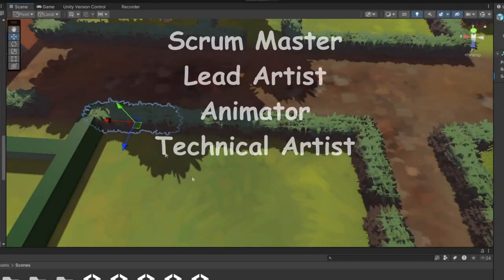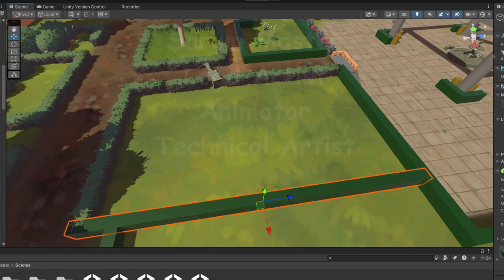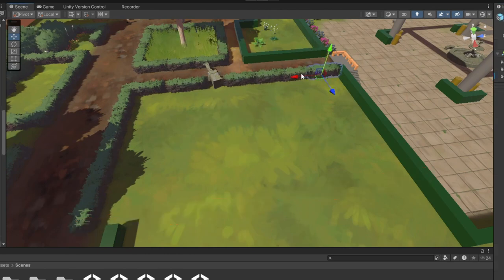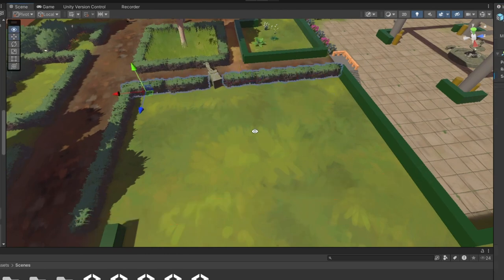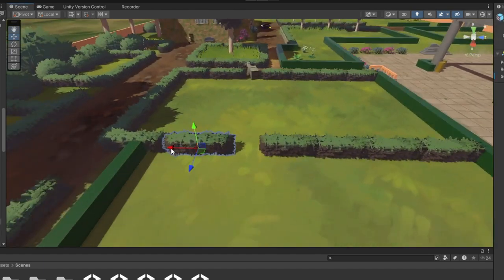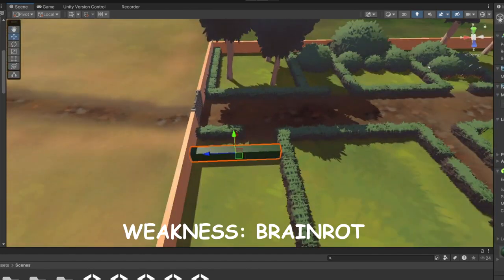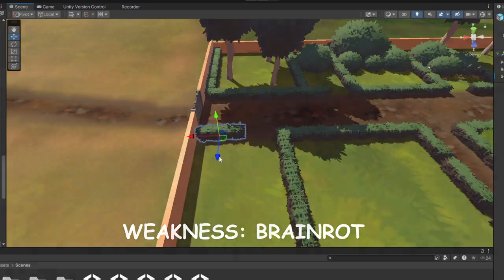Noah is our Scrum Master, lead artist, animator, and technical artist. So Noah joined Dandelion Developers team early during our Haunting Memories project. And Noah is absolutely one of the best Overwatch players I've had the pleasure of playing with. But his weakness is that he has an absolute horrible case of brain rot, let me tell you.